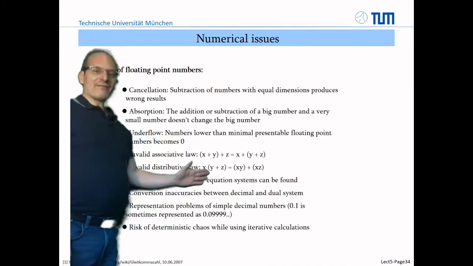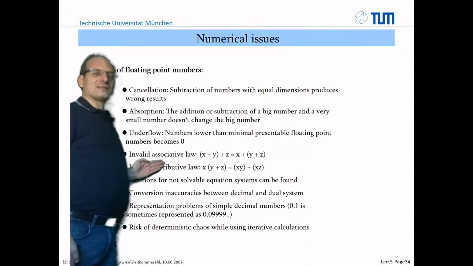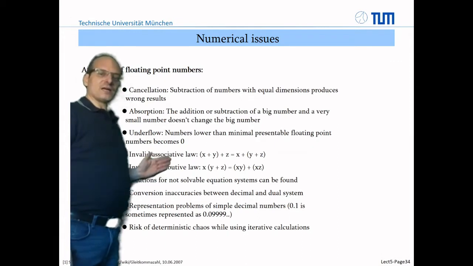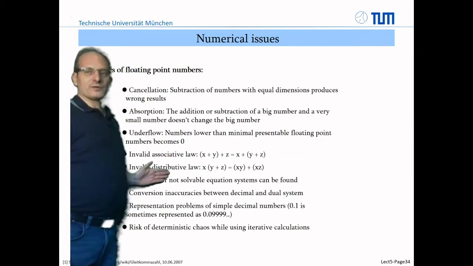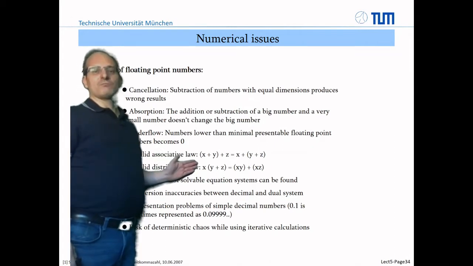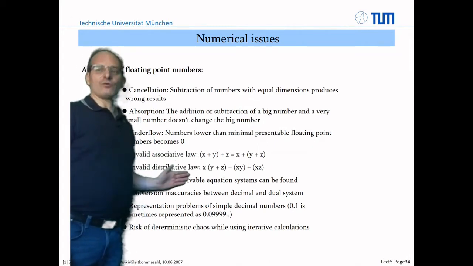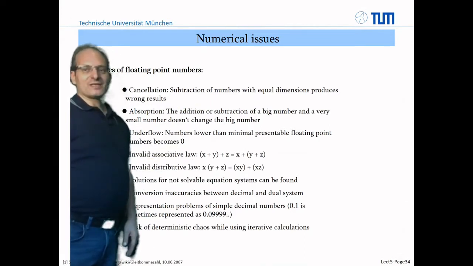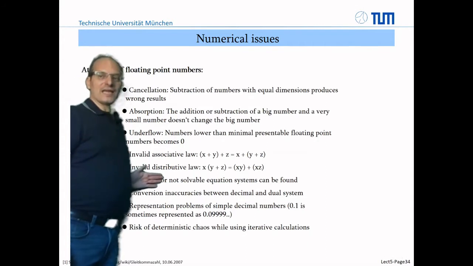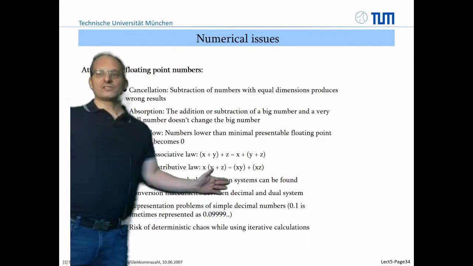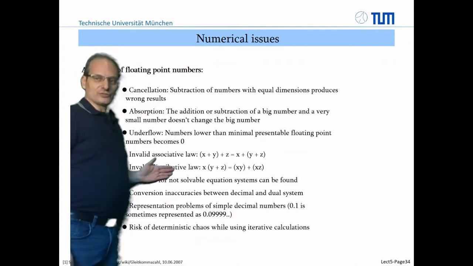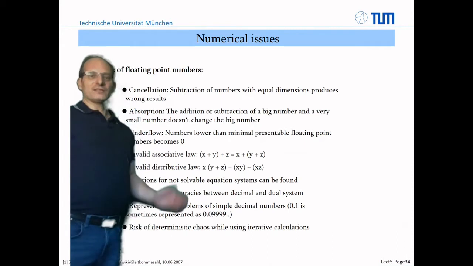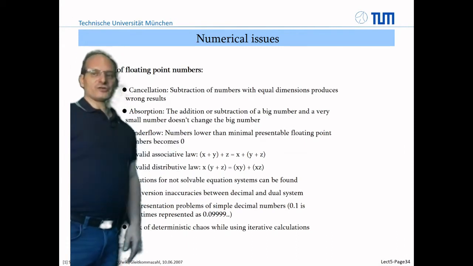The problem is, if you have this situation, you can come into situations where some mathematical laws are not true anymore. So the associative law might be wrong, and also the distributive law might be wrong if you deal with numerics. So it can happen that a solution can be found for equations which should not have a solution. For not solvable equations, you might find a solution because of these truncation situations.